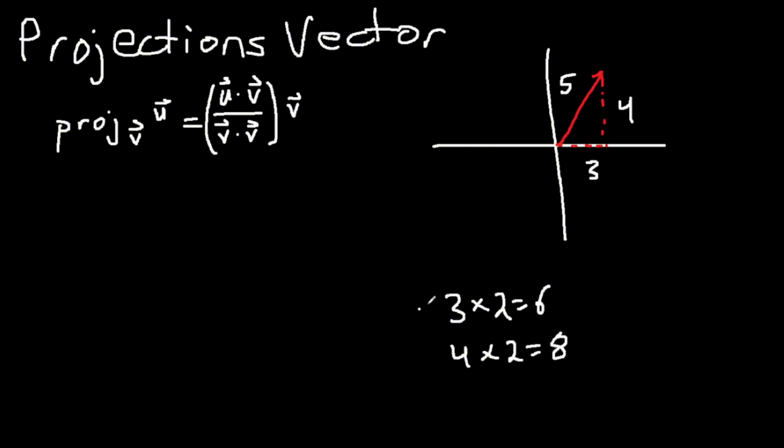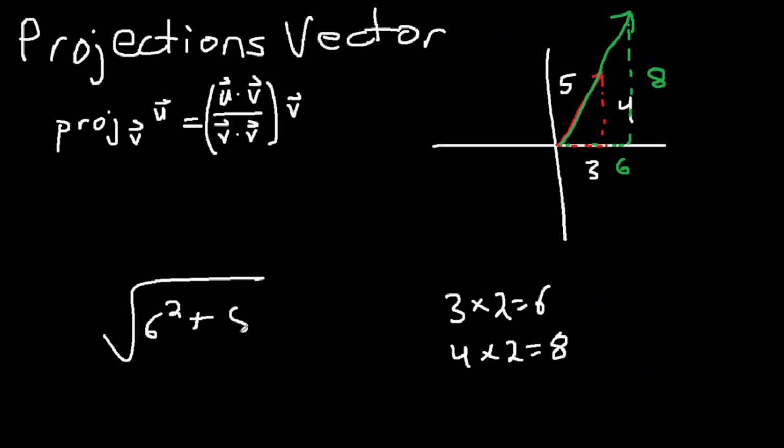If we use the Pythagorean theorem here, and let's say we have a new vector whose x component is 6 and y component is 8, we do 6 squared plus 8 squared, and we still get 10 in the final one. And what's 10? 10 is 5 times 2. We multiplied the previous components by 2, so the magnitude also gets multiplied by 2.